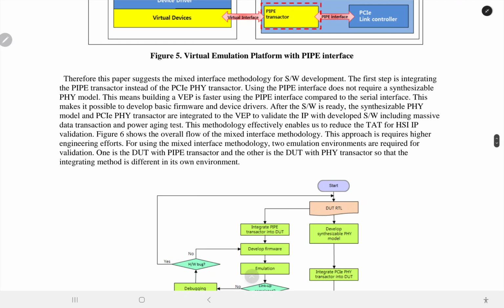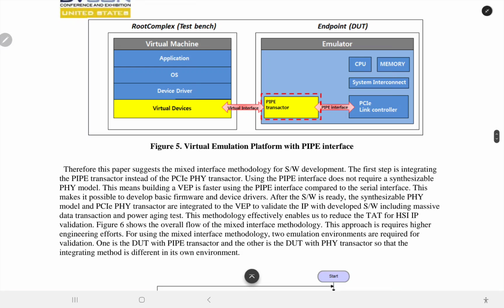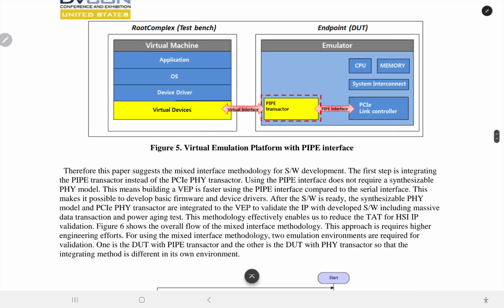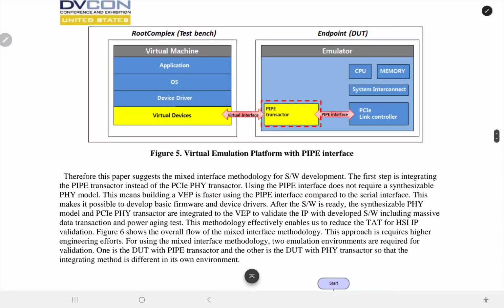Therefore, the paper suggested the mixed interface methodology for software development. The first step is integrating the PIPE transactor instead of a PCIe PHY transactor. Using the PIPE interface does not require the synthesizable PHY model. This means building a VP is faster using the PIPE interface compared to the serial scenario. This makes it possible to develop basic firmware and device drivers.